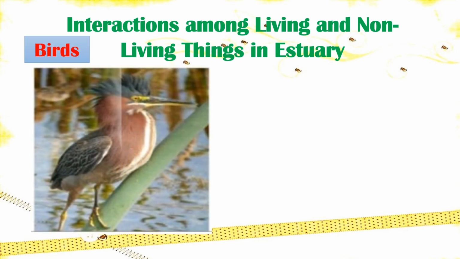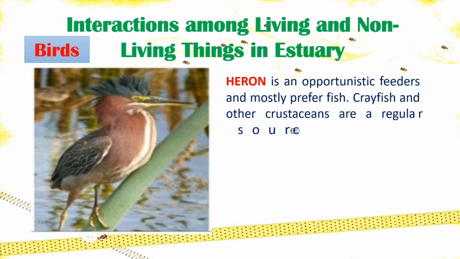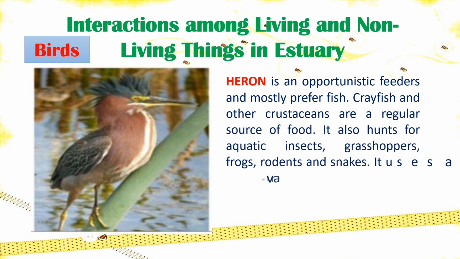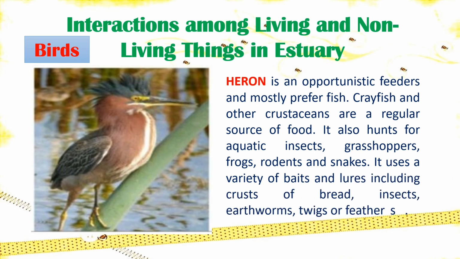Let's find out some animals and wildlife found in an estuary. The heron is an opportunistic feeder and mostly prefers fish. Crayfish and other crustaceans are a regular source of food. It also hunts for aquatic insects, grasshoppers, frogs, rodents, and snakes. It uses a variety of baits and lures, including crusts of bread, insects, earthworms, twigs, or feathers.